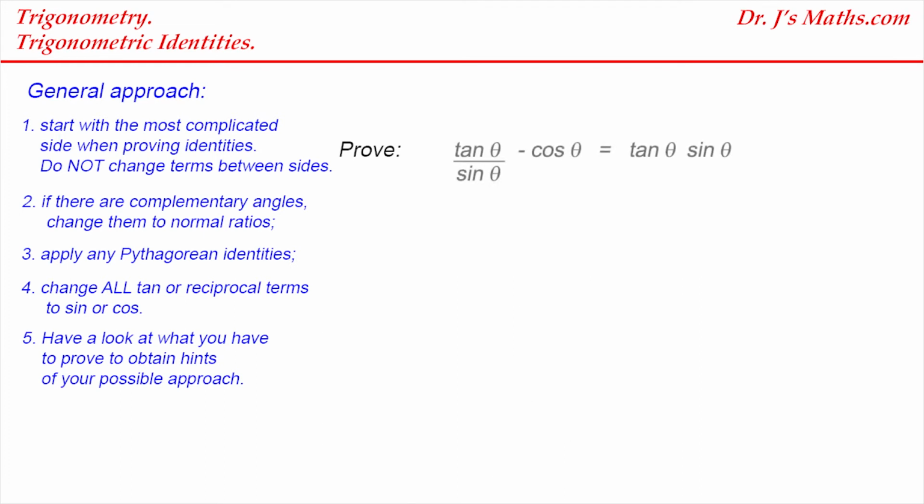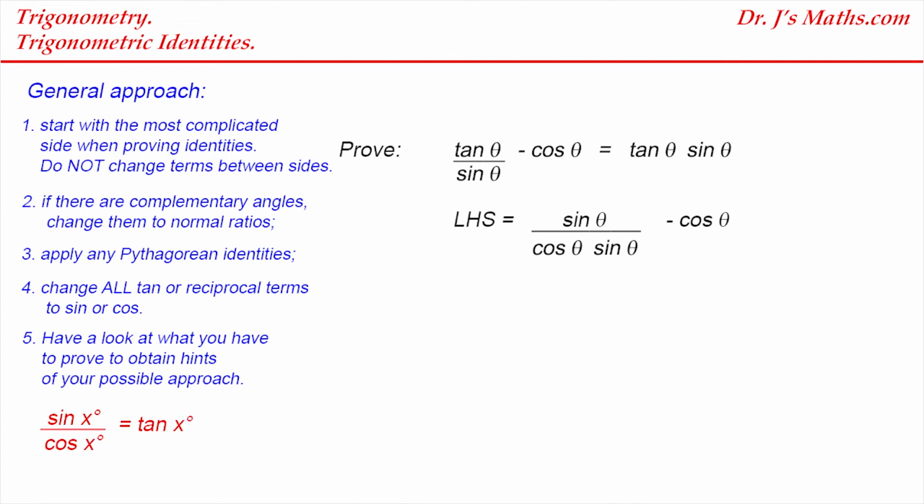Final example is to prove that tan theta over sine theta minus cos theta is equal to tan theta sine theta. Well, the left-hand side's got the fraction, so we'll start with that. Left-hand side equals sine theta over cos theta, because we're going to replace the tan with sine over cos. And then we've still got the sine theta in the denominator, so write that down, minus the cos theta. Now the sine thetas cancel, we're left with 1 over cos theta minus cos theta, which is what we had a little while ago actually.